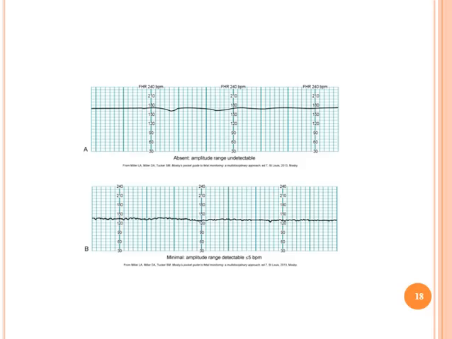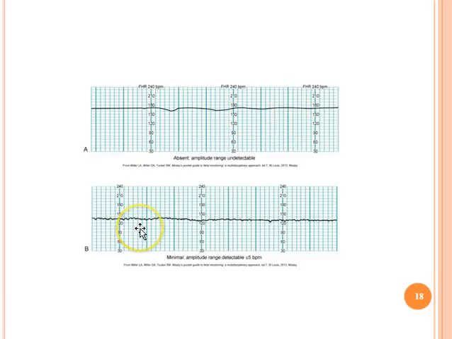Okay, this is figure 15-8 in your textbook, and these are pictures of the fetal heart tracing, and it's showing you the difference in the heart rate variability. In A, you see that this is absent variability. The amplitude range is undetectable, and the way that you know that it's absent variability is that it looks like just a straight flat line. You don't see any ups or downs in the baby's heart rate.